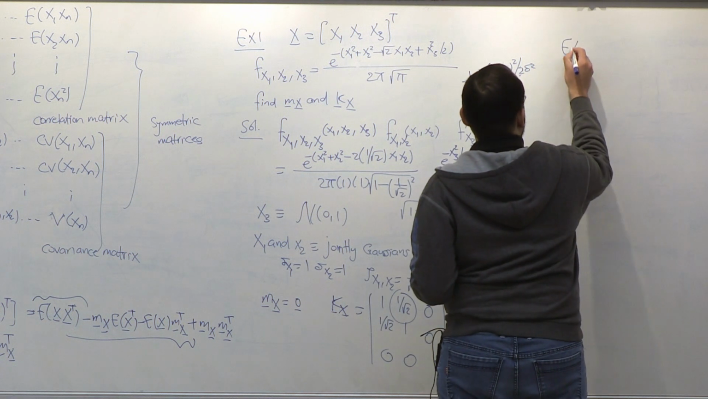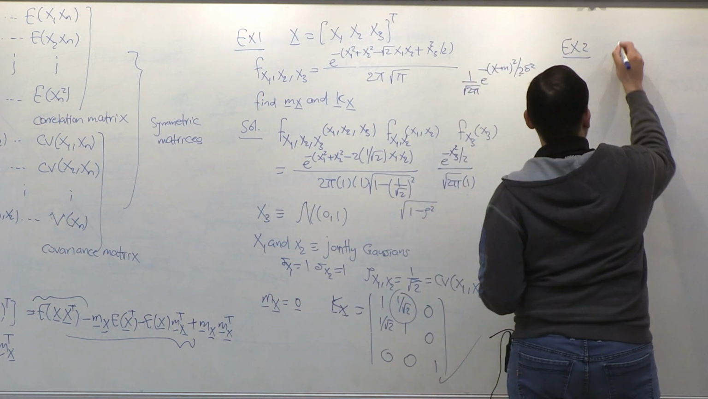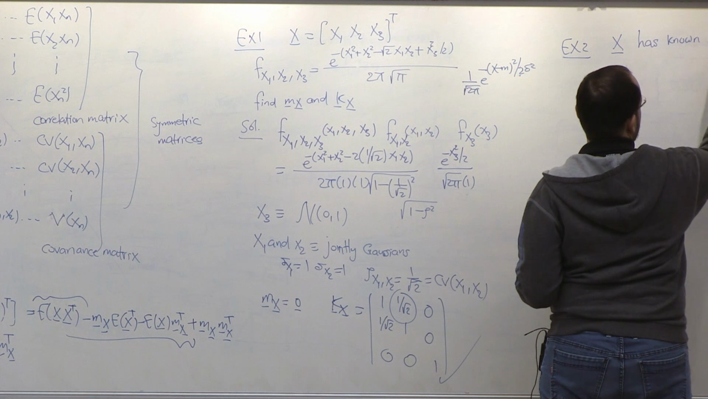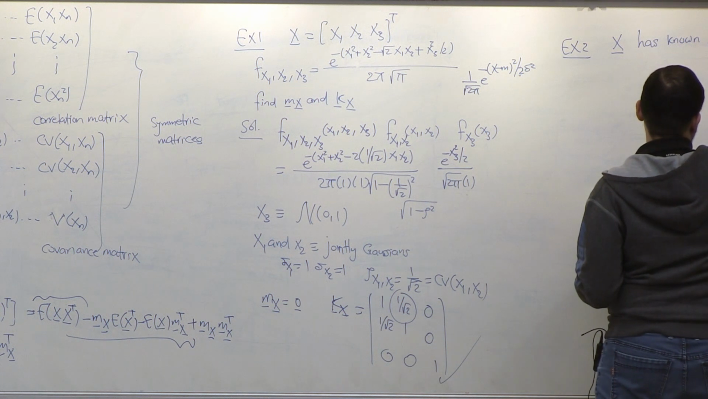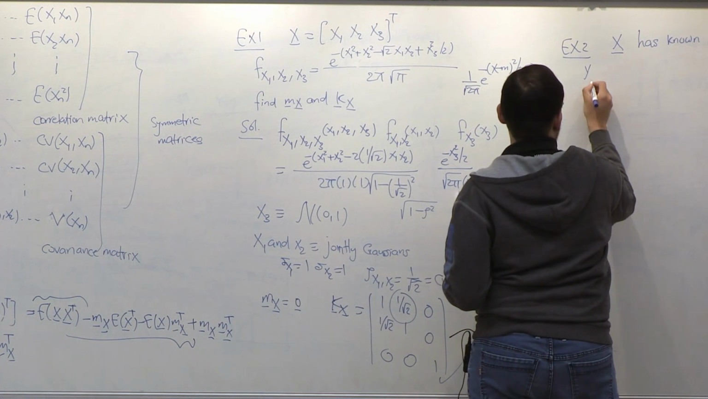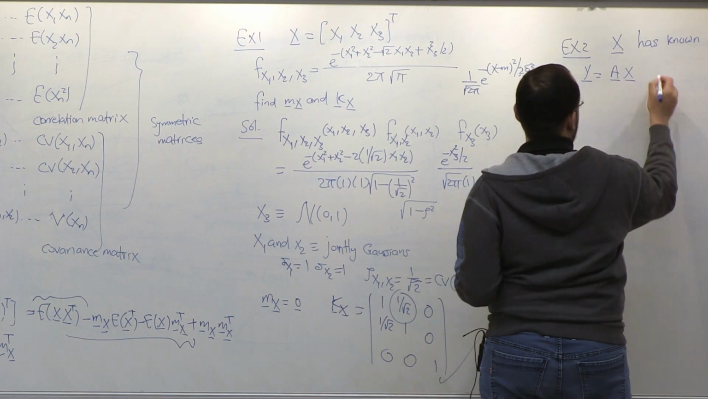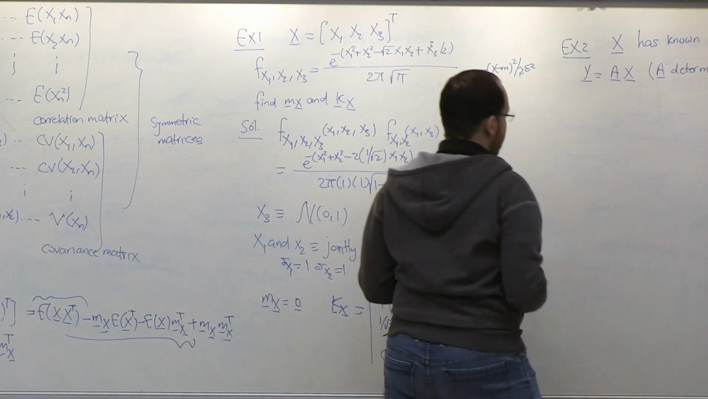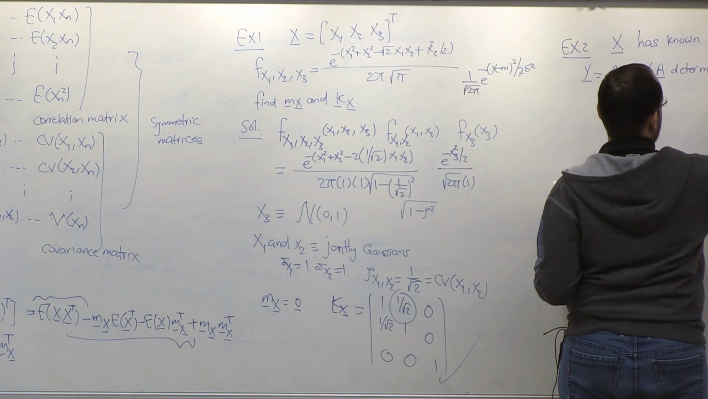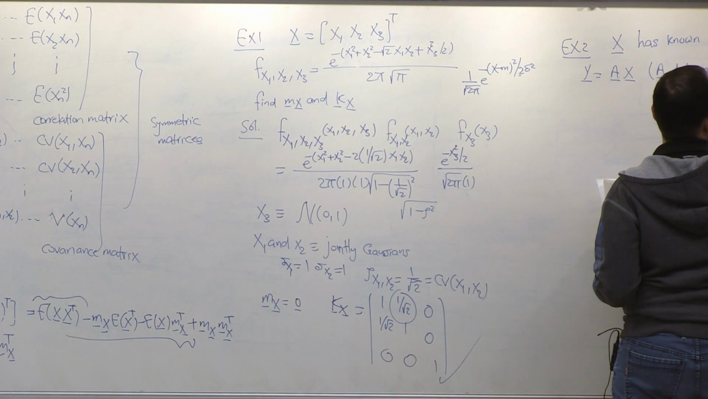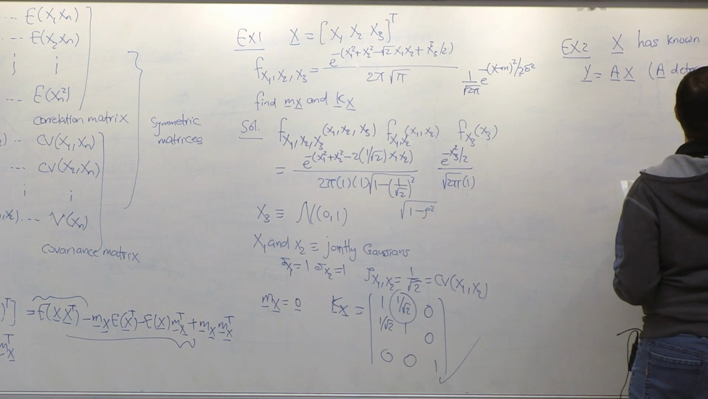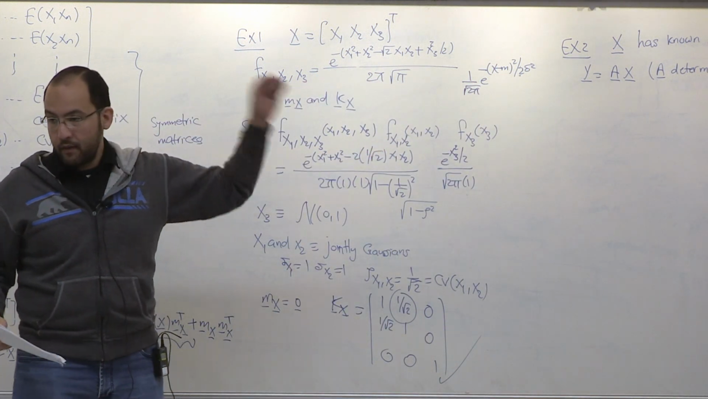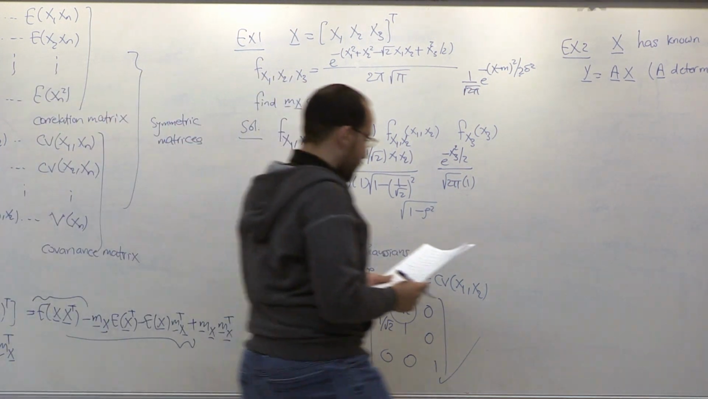Example 2, let's do another example. So we have x with known mx and kx, and we have y equals Ax, with A deterministic. So this is not a multiplication of two random variables, and we want to find my and ky. Is the problem setup clear? Okay.